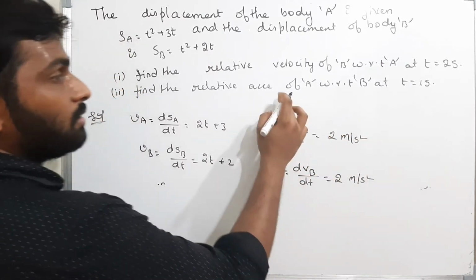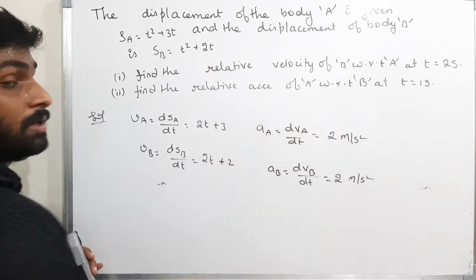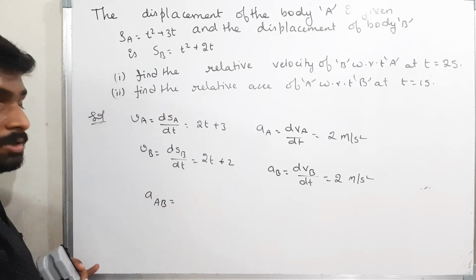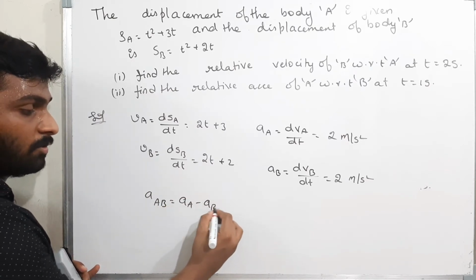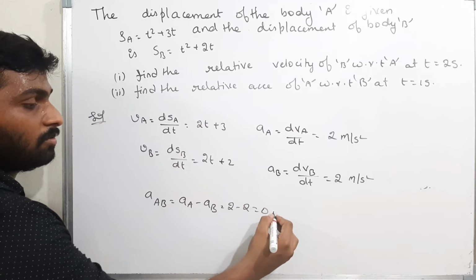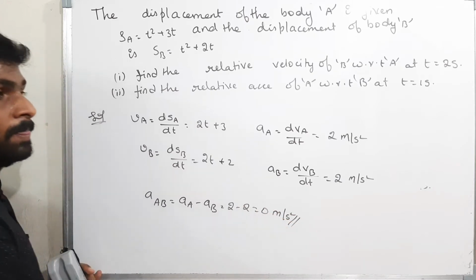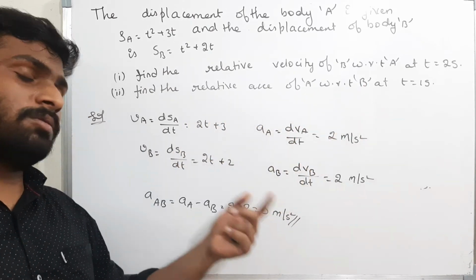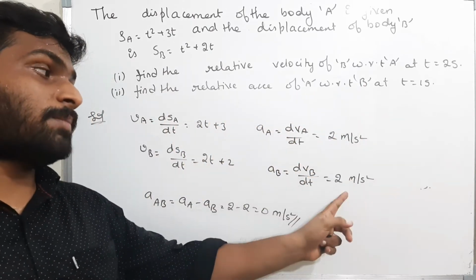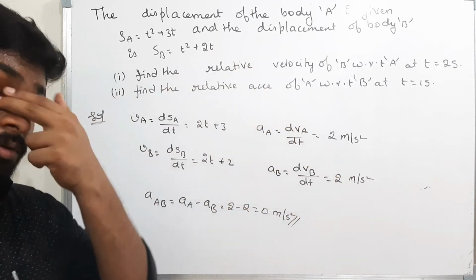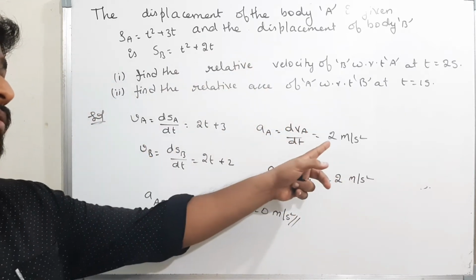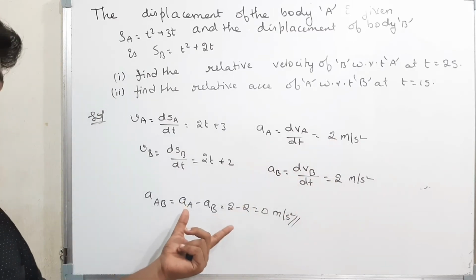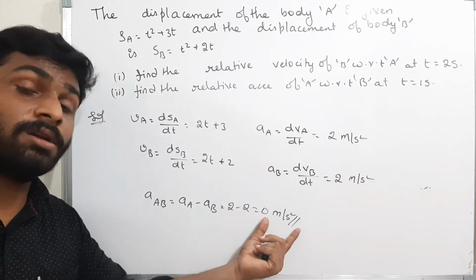Therefore, what is the relative acceleration of A with respect to B? That is AAB, which is nothing but acceleration of A minus acceleration of B. That is 2 minus 2 is equal to 0 meters per second square. Therefore, the relative acceleration of A with respect to B is 0. It may be any time. The acceleration is independent of time. That means the bodies are moving with a uniform acceleration. Both the bodies are moving with the same acceleration. Therefore, the relative acceleration is 0 meter per second square.